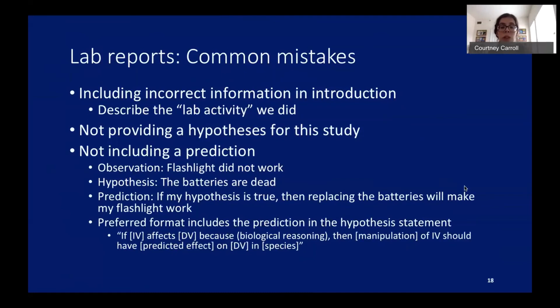Again, you start with an observation: the flashlight didn't work. It leads to a hypothesis: the batteries are dead. A prediction: if my hypothesis is true, then replacing the batteries will make my flashlight work. Remember that the preferred format for a hypothesis statement includes a predicted effect. So in our hypothesis, we want to talk about our independent variable and our dependent variable and give some sort of rationale. And that leads us to our prediction, right? Then the manipulation of that independent variable should have a predicted effect. So hypotheses lead to predictions.